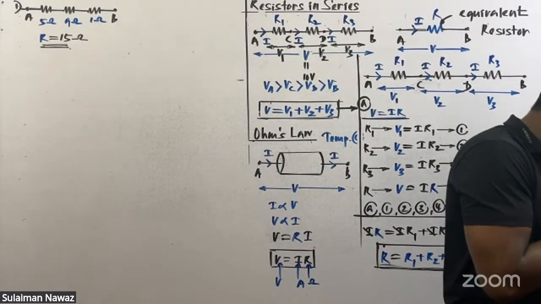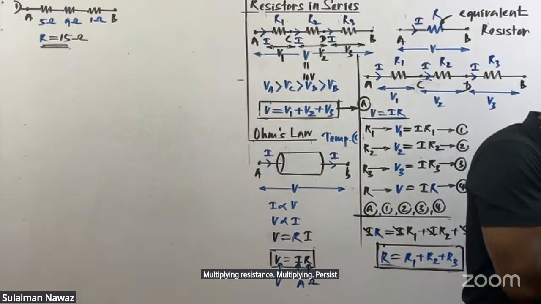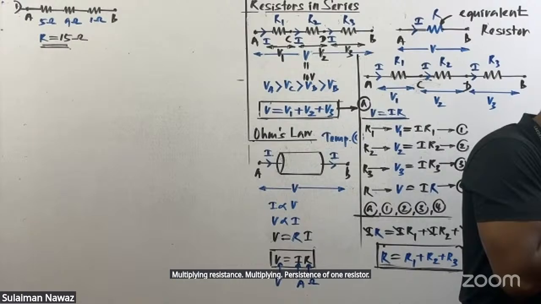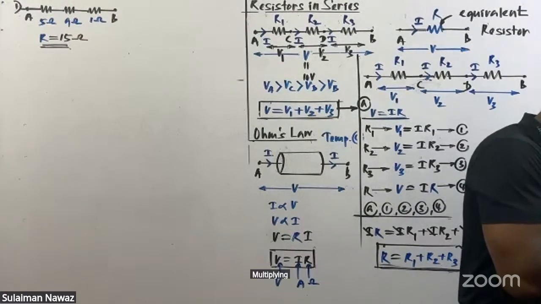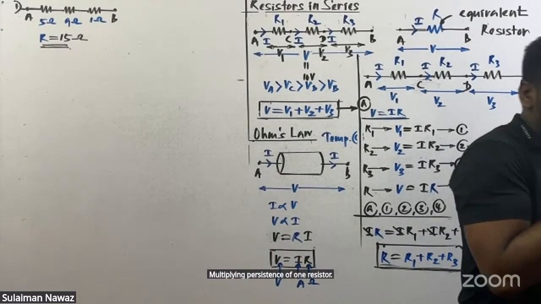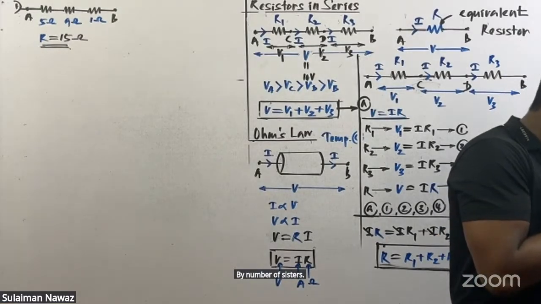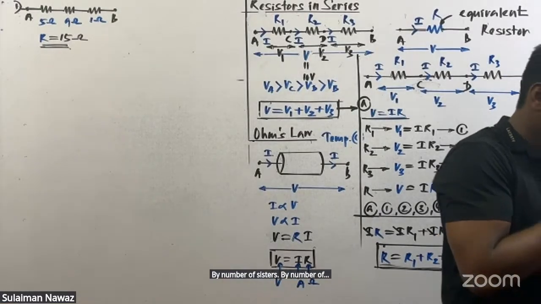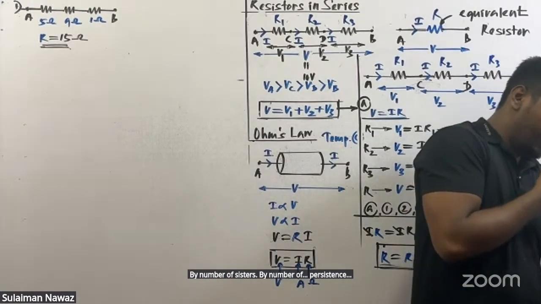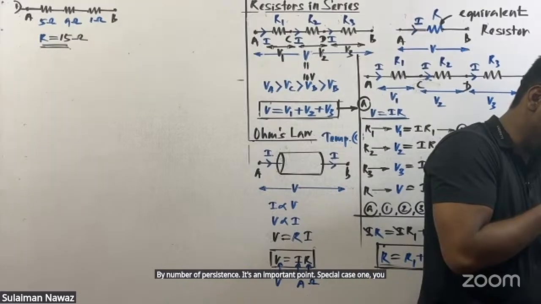Multiplying the resistance of one resistor by the number of resistors. It's an important point. Special case one, you can put special case one like that.